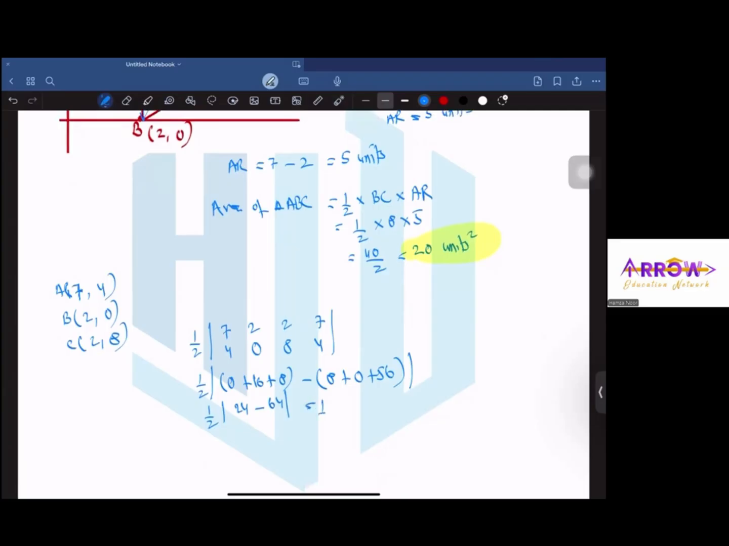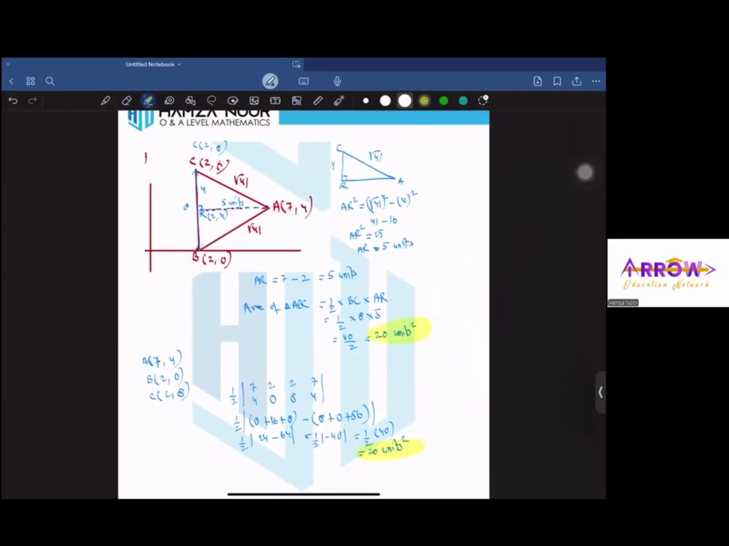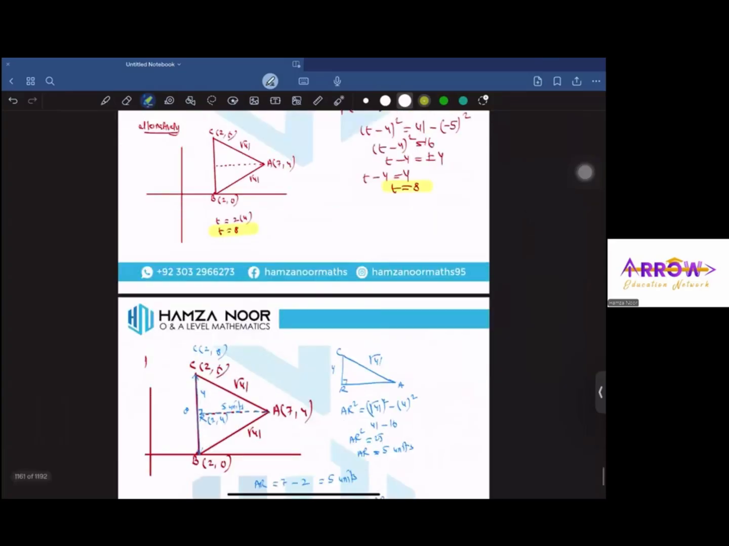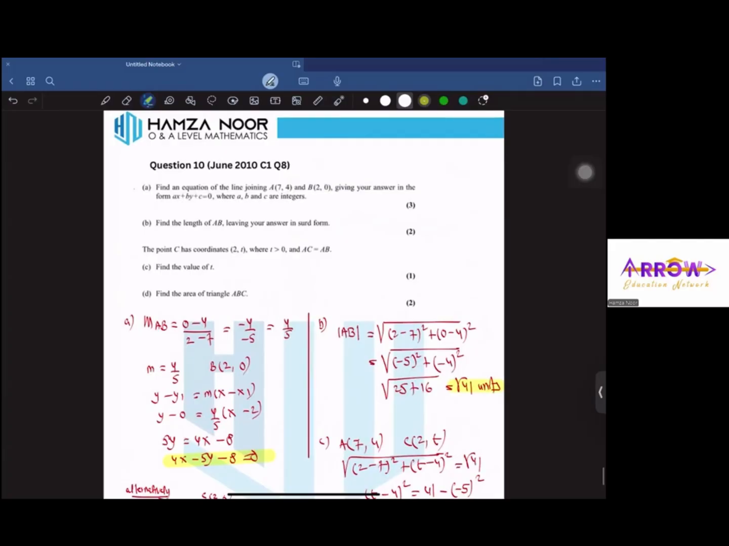So this means half multiplied by the modulus of minus 40, which means half multiplied by 40. So this is 20 units squared. So you can find your answer in any way. All right. So in this way, we have obtained the area of triangle ABC. This was basically handout question number 10, which is question number 8 of C1 June 2010.